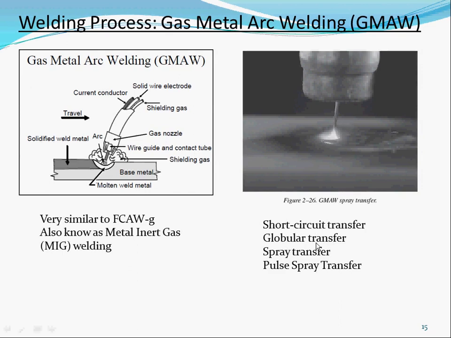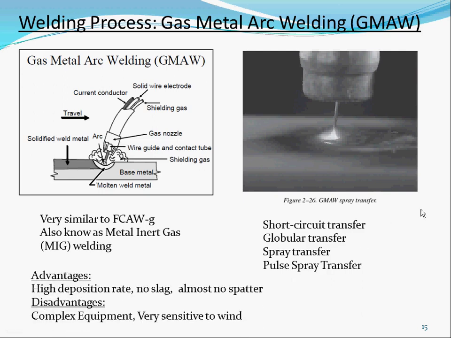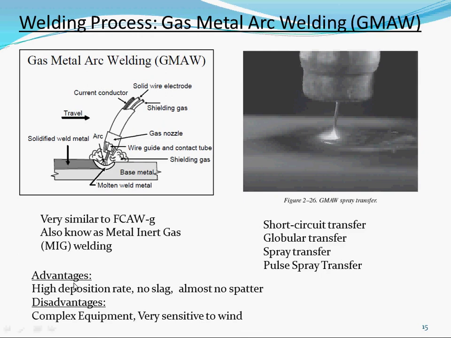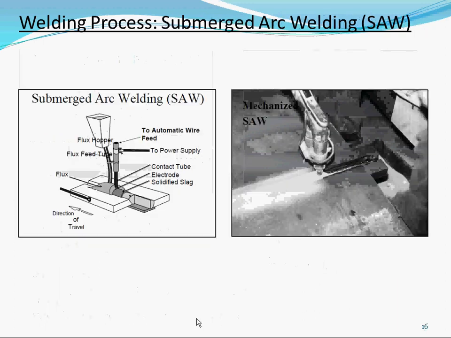So they have the short circuit, globular, spray, and pulsed spray. Don't need to worry about that, but they are just different modes. And the AWS only qualifies certain transfer modes, not all of them, when they say you could use it without having to do a WPS. Advantages: high deposition rate, no slag, almost no spatter, so you don't have to clean up. Disadvantages: complex equipment, and very sensitive to wind, so you cannot do it outside. Environmental factors like the wind are a big factor.